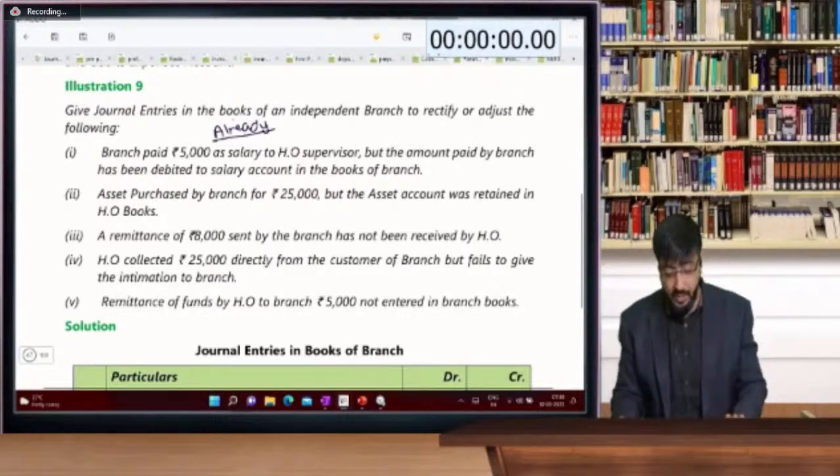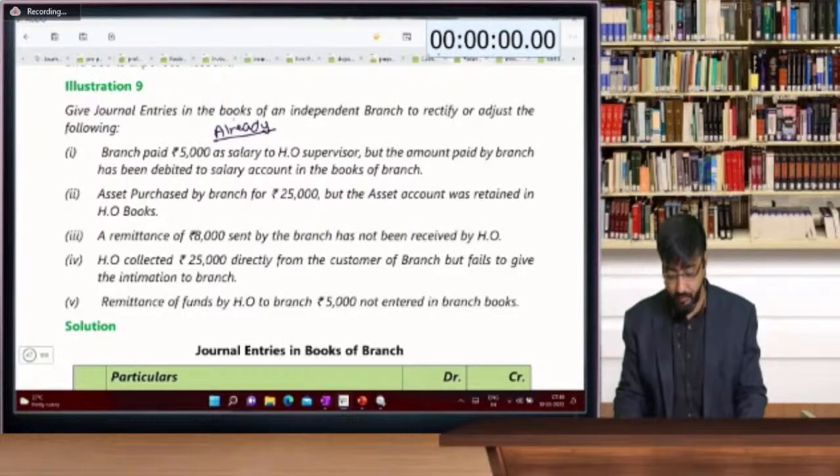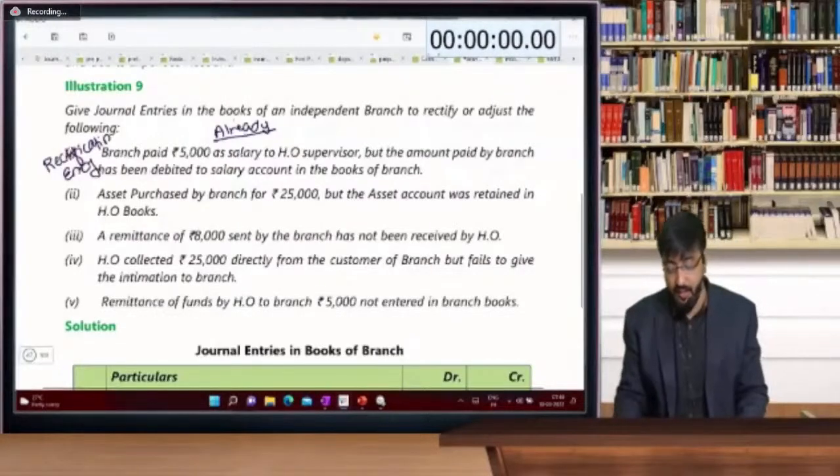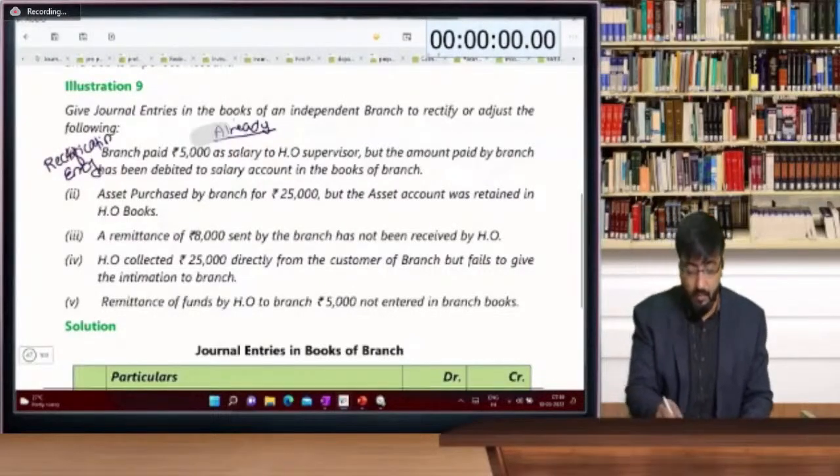Branch paid rupees 5,000 as salary to HO supervisor. But the amount paid by the branch has been debited to salary account in the books of branch. So beta, this is not RICO entry, but this is rectification entry. So first one, write down this is rectification entry. Here, what is the correct entry?